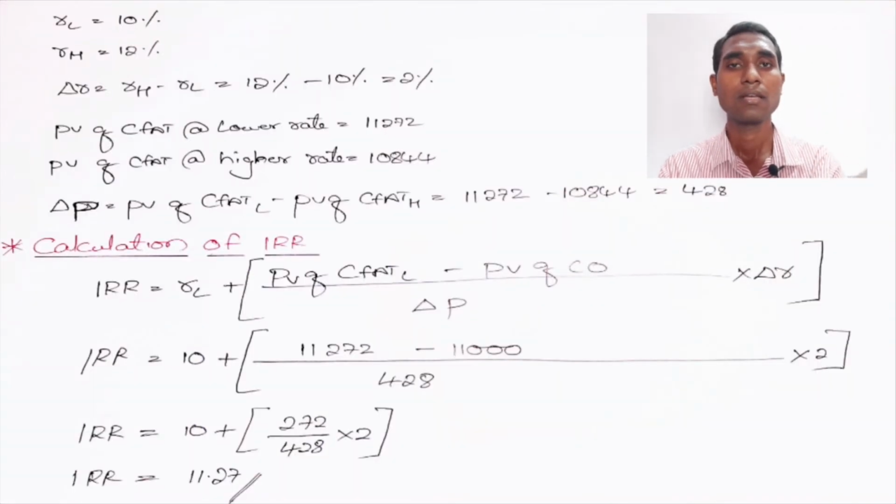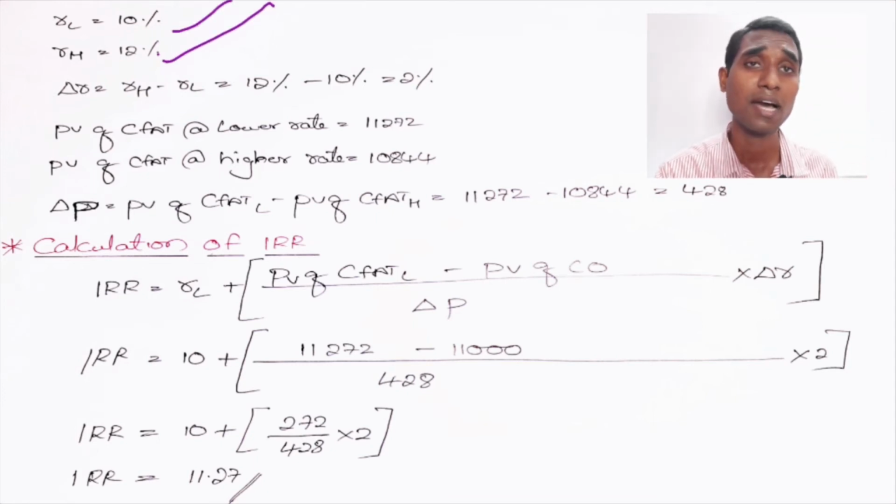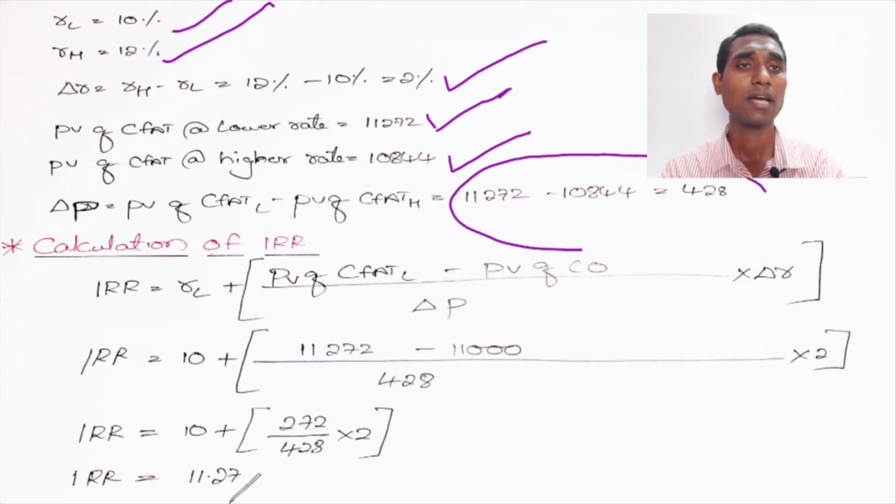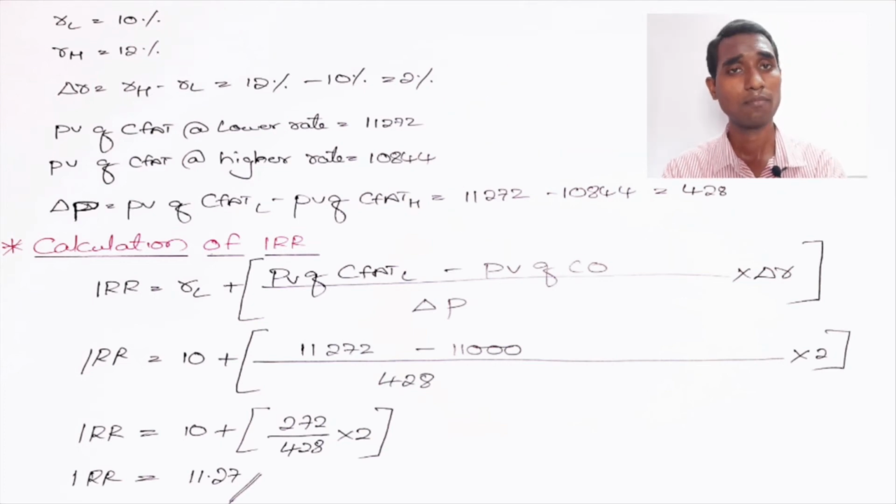See, I have lower rate 10%, higher rate 12%, and delta R is RH minus RL. So, 12% minus 10%, that is 2%. Then PV of CFAT at lower rate, PV of CFAT at higher rate. Delta P is equal to PV of CFAT at lower rate minus PV of CFAT at higher rate. This is how I prepared the ingredients.